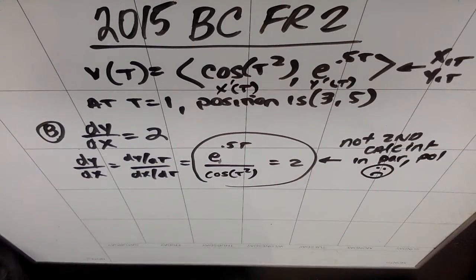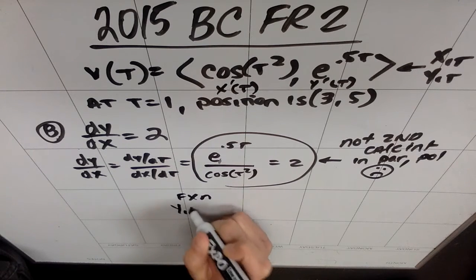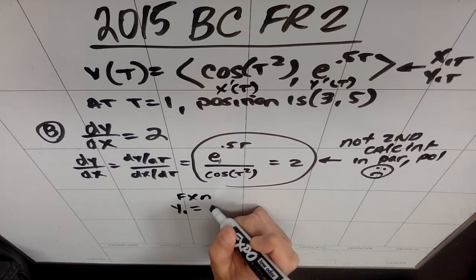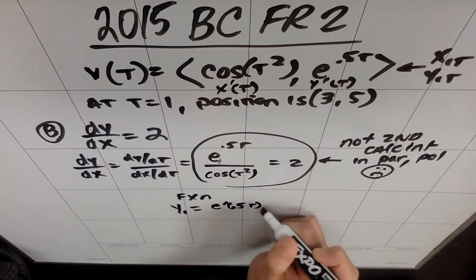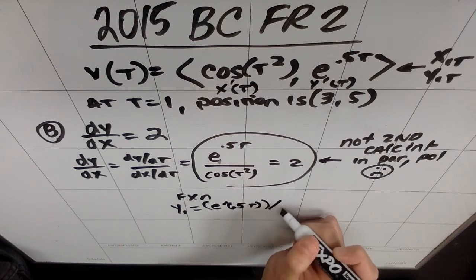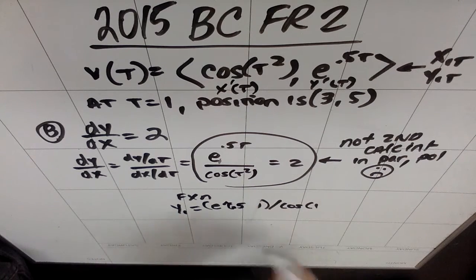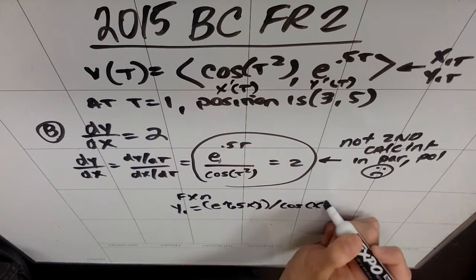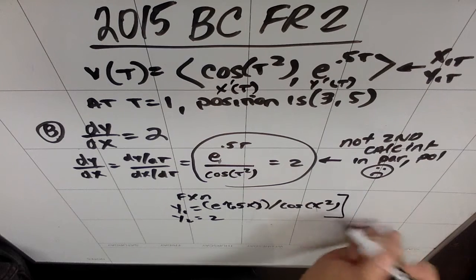So what I would probably do is switch back to function mode, and in my y1, I would type this entire mess. I would type e caret 0.5t, close those parentheses, although I don't really need to, divided by a cosine of, it wouldn't be a t in function mode, it would be an x, divided by cosine of an x squared. And then I'd make my y2 a 2, and then I'd second calc intersect.